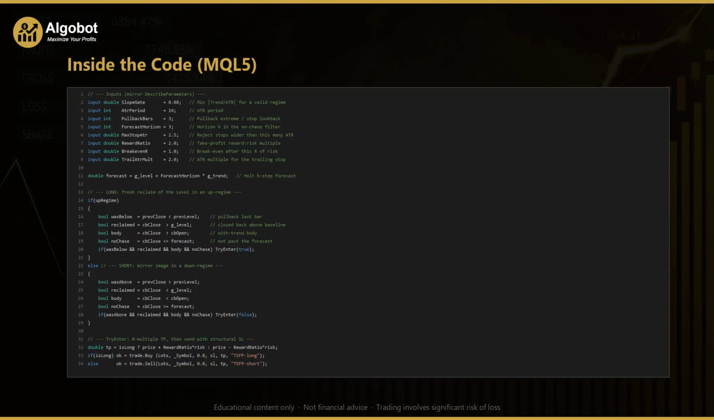Here's the core of the MetaTrader 5 code as it appears in MetaEditor. At the top are the inputs. SlopeGate, defaulting to 0.08, is the minimum normalized slope for a valid regime. ATR period is 14, pullback bars is 3, and forecast horizon is 3. Max stop ATR of 2.5 caps how wide the stop may be. Reward ratio of 2 sets the target. Break-even R of 1 arms the break-even move. And trail ATR multiple of 2 governs the trailing stop.